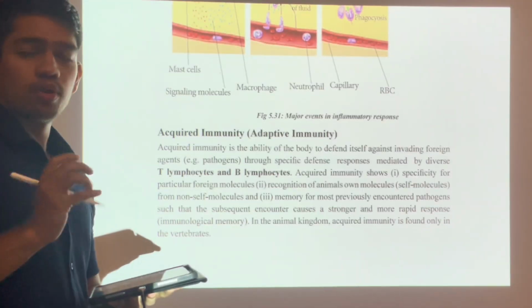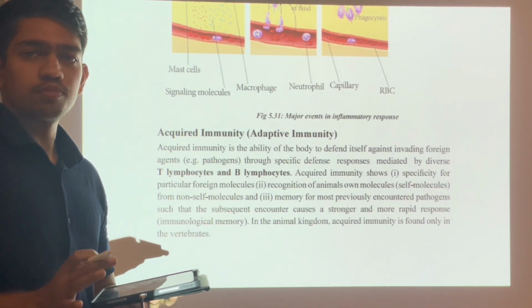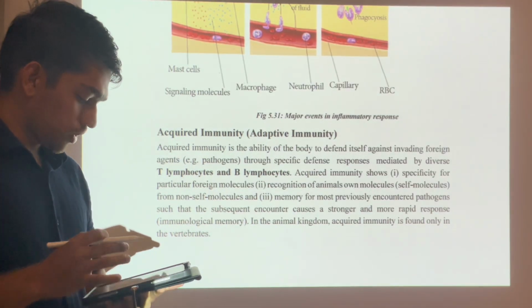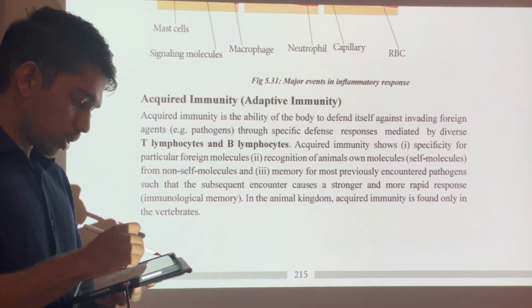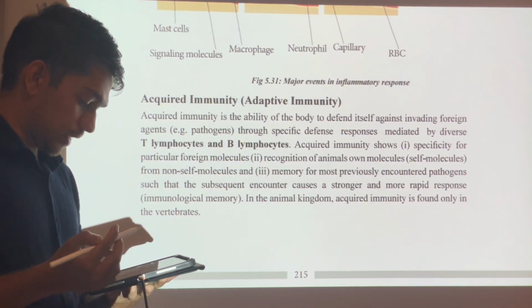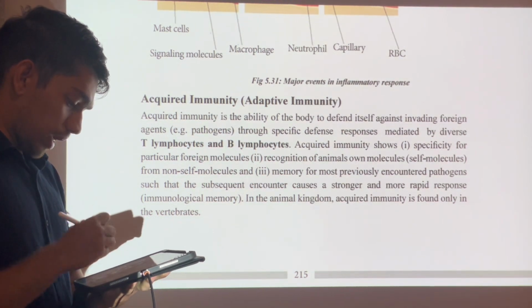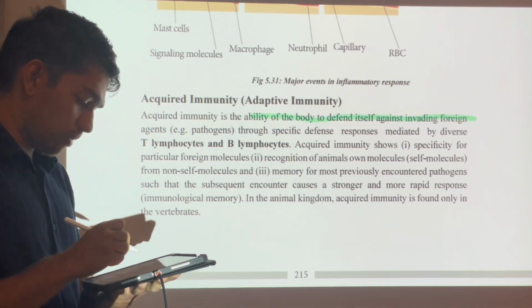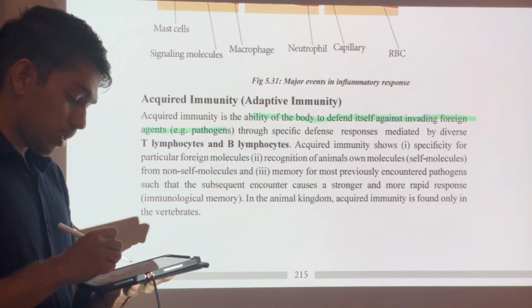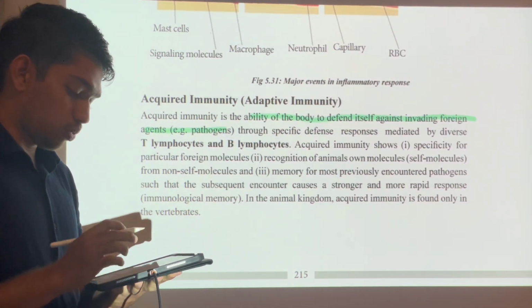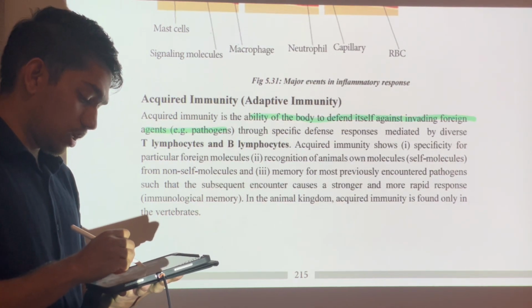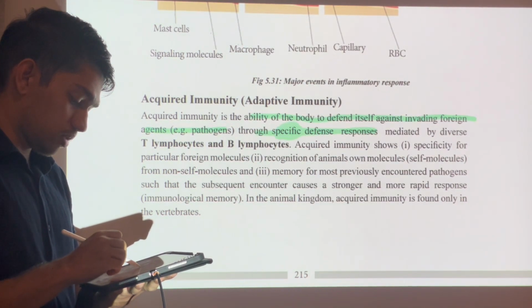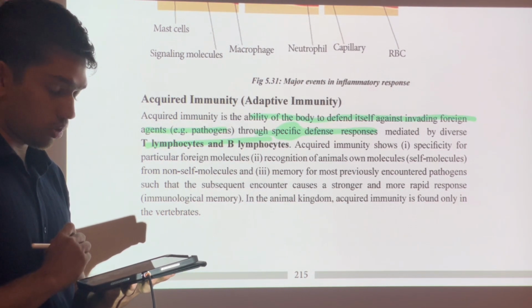Okay, now we have arrived at the acquired immunity or specific immunity topic, right? So let's just go through the resource first and get through the definitions. The acquired immunity is the ability of the body to defend itself against invading foreign agents, which could be pathogens, through specific defense responses mediated by T lymphocytes. Specific word is very important, T lymphocytes and B lymphocytes.